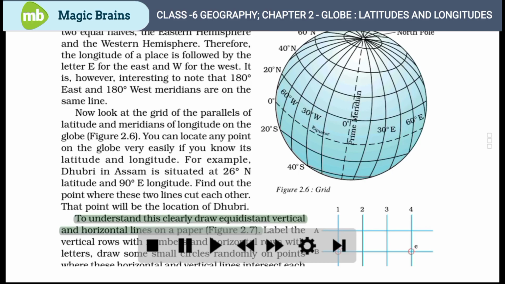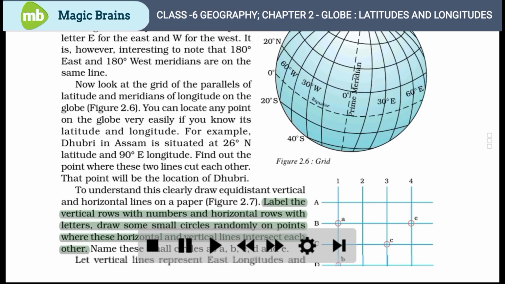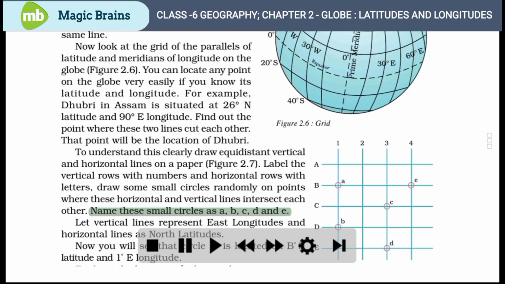To understand this clearly, draw equidistant vertical and horizontal lines on a paper as shown in figure 2.7. Label the vertical rows with numbers and horizontal rows with letters. Draw some small circles randomly on points where these horizontal and vertical lines intersect each other. Name these small circles as A, B, C, D, and E.